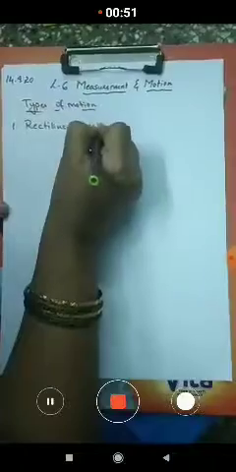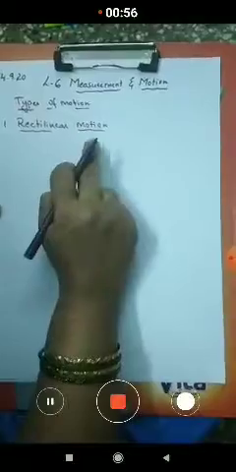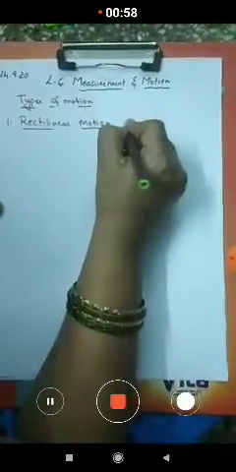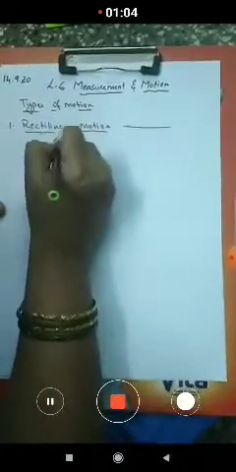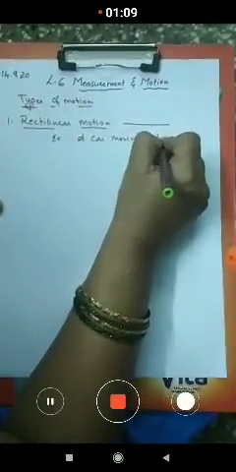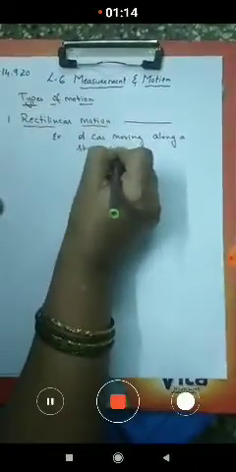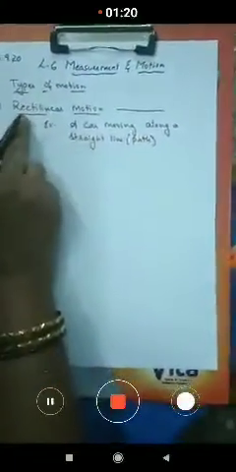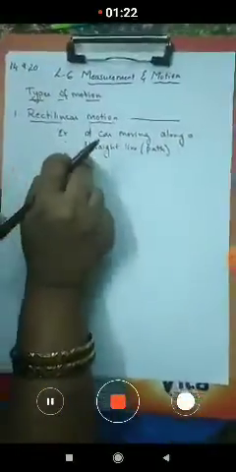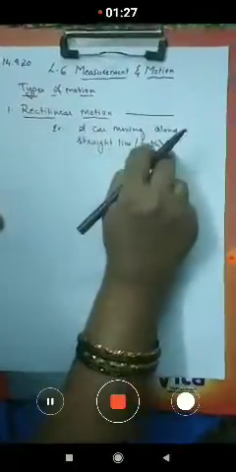Rectilinear motion. So an object is said to be in rectilinear motion if it changes its position along a straight line. Example, here we can give a car moving along a straight line or path. Yes, so this is a rectilinear motion. An object is said to have a rectilinear motion if it changes its position along a straight line.